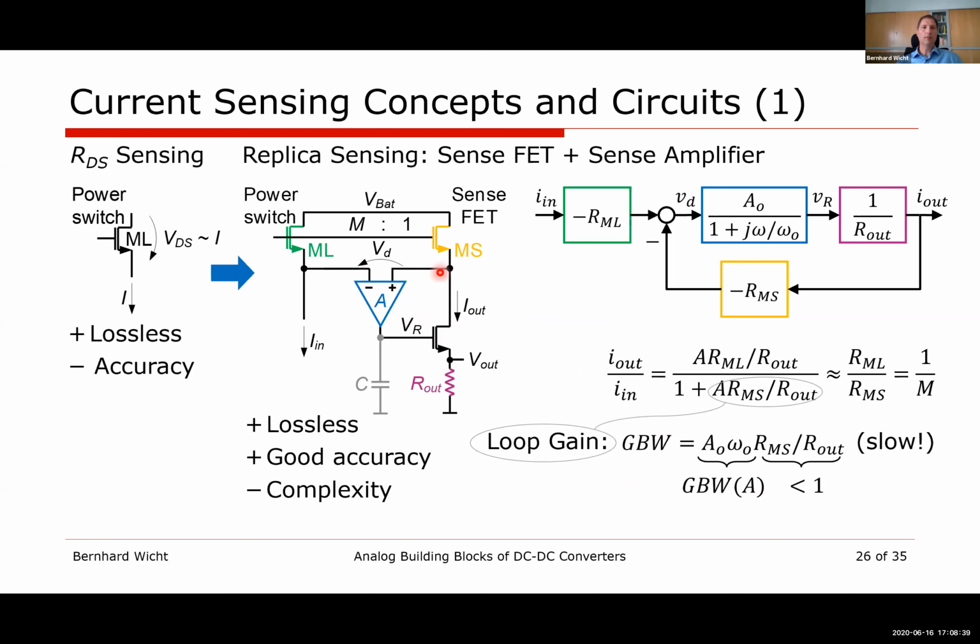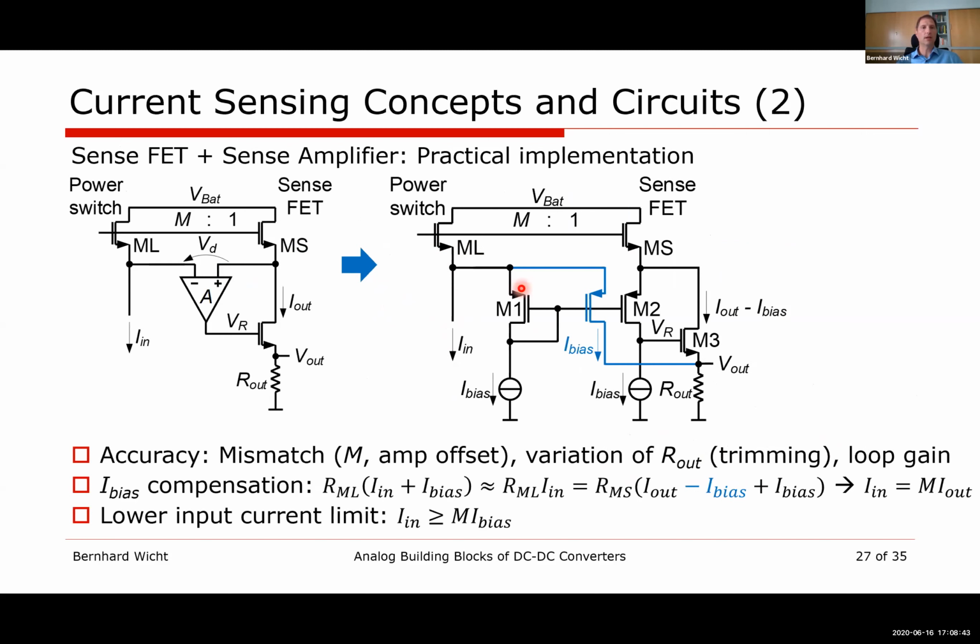Now, how do we implement this amplifier in reality? There is a very common circuit. This is again the principle, and in reality we use these common gate structures to build this amp, to balance these two voltages. So in the end, at the output stage, we now have a current. The device current flows here and here due to the common gate arrangement.